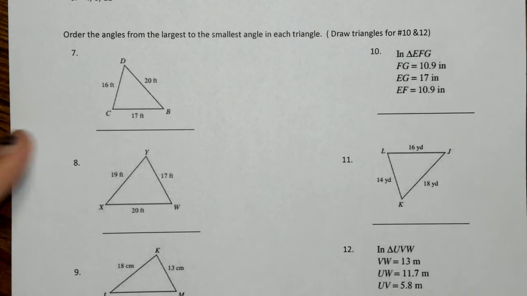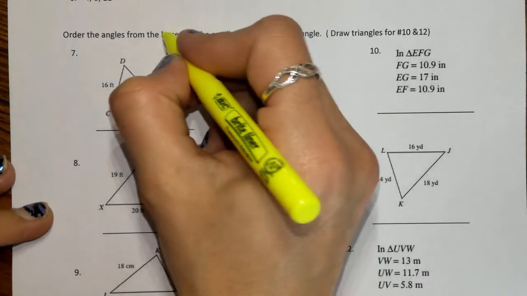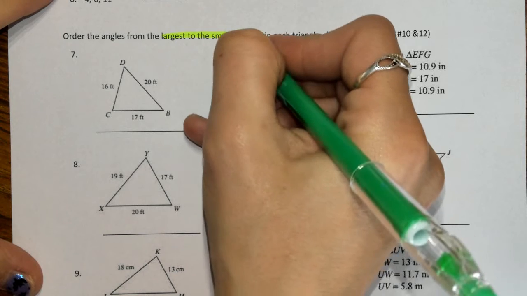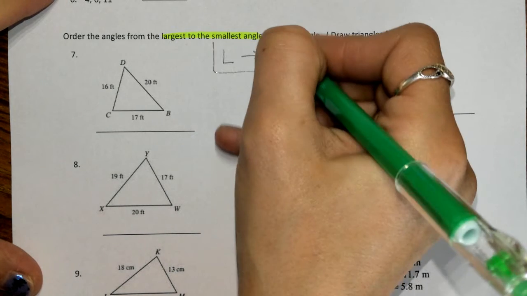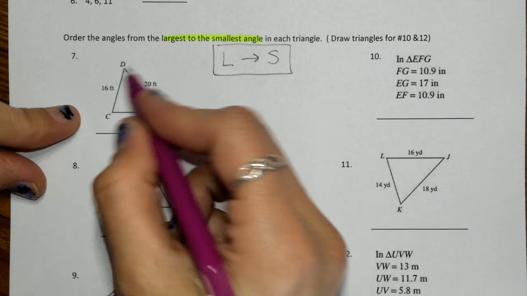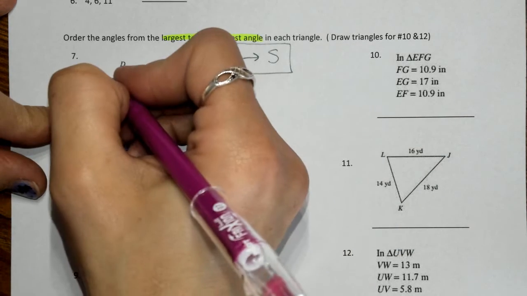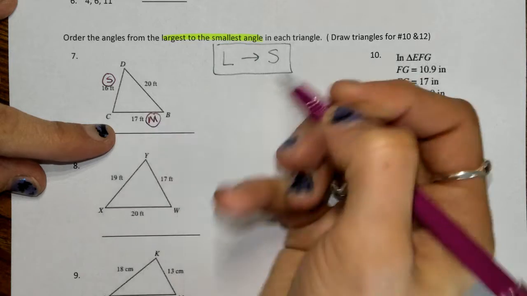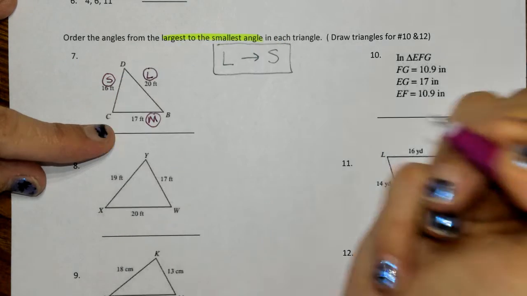On ordering these, we are looking at ordering from largest to smallest, okay, and I always like to write in here L, arrow, S, that way it reminds me largest to smallest, okay, and we're looking at angles. So again, what we need to do is locate our sides, and this is where we label those S, M, and L for smallest side, middle side, and large side. So here I'm looking at this triangle number 7. I'm seeing that 16 is my smallest side. I see that 17 is the middle number for M, and then my longest side is 20.